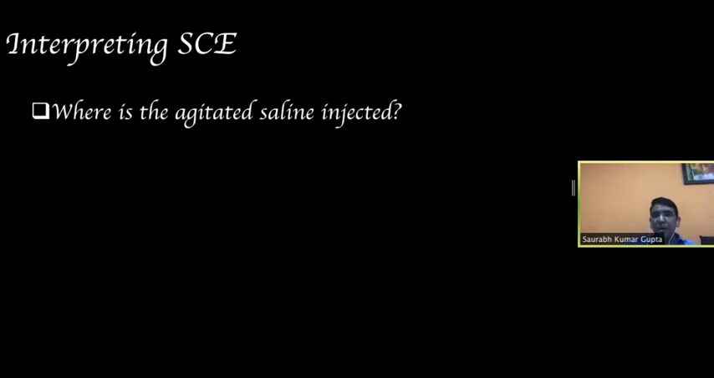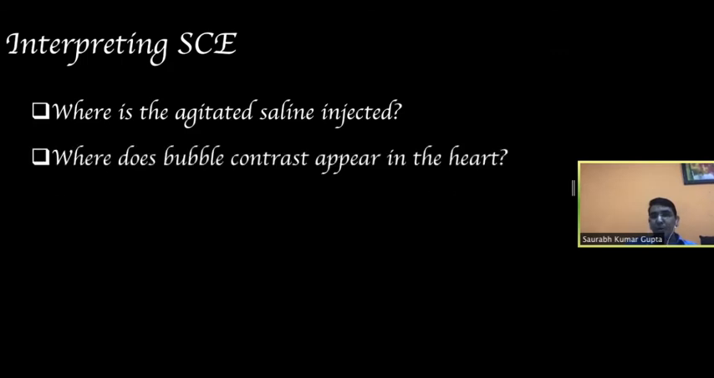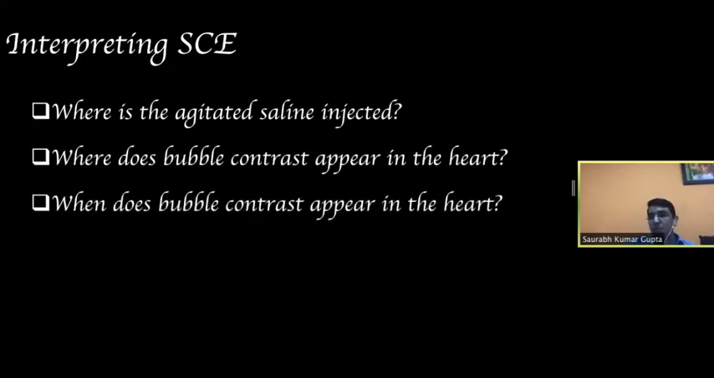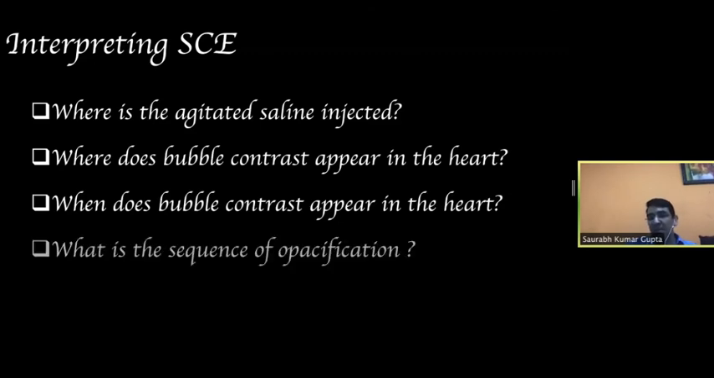Now, how to interpret saline contrast echocardiography? So where is this agitated saline injected? Where does bubble contrast appear in the heart? When does bubble contrast appear in the heart? And what is the sequence of opacification?